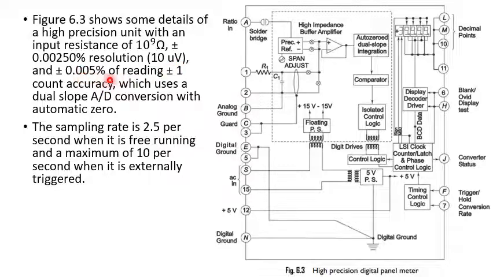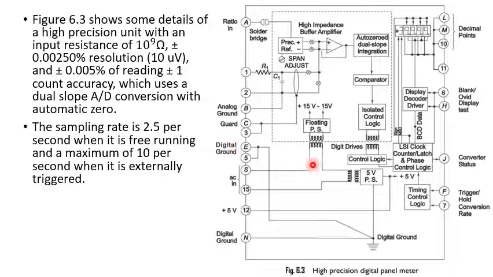Then the reading accuracy is 0.005%, and it uses a dual slope ADC. So all these points you have to remember. What is the internal resistance? What is the resolution? Then what is the accuracy and what type of ADC is used?